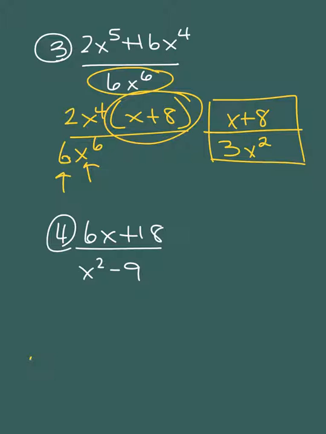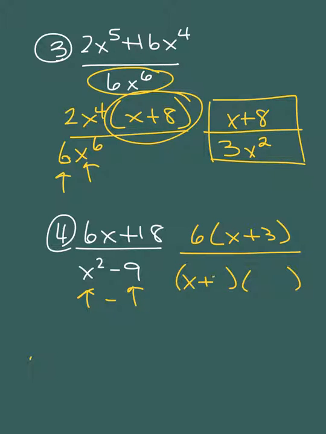In number 4, my numerator is a binomial. So I'm going to see if I can factor out a greatest common factor, which I can, is 6. And I'm left with 6 times the quantity of x plus 3. In my denominator, I have a binomial. I don't have a greatest common factor, but I do have a perfect square minus a perfect square, a difference of two squares. That factors to (x plus 3) times (x minus 3).